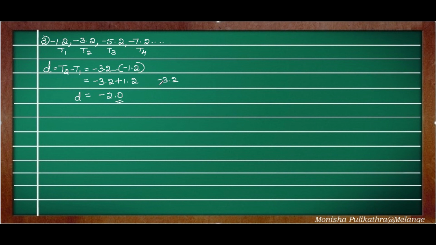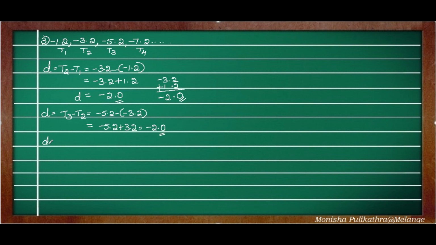So minus 3.2 and plus 1.2. Here it will become 0, and 3 minus 1 is 2. Larger number, sign is minus. So it will become minus 2.0. Okay. Moving on to the second common difference, that is T3 minus T2. T3 is minus 5.2, minus of T2 which is minus 3.2. So here minus 5.2 plus 3.2. When you subtract this, you will again get minus 2.0.